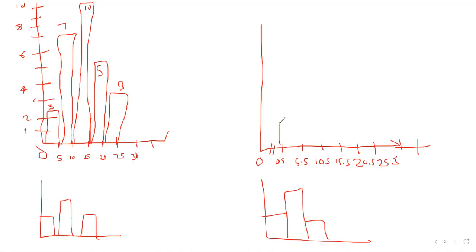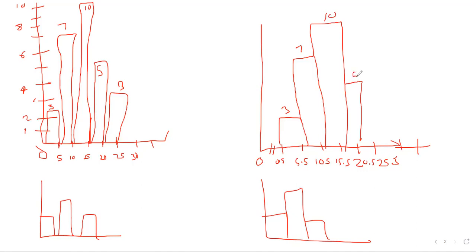So 0.5 to 5.5, the height was 3. 5.5 just connecting to 10.5, the height was 7. Then 10.5 to 15.5, the height is 10. So this is 7, 5, 10, and 5.